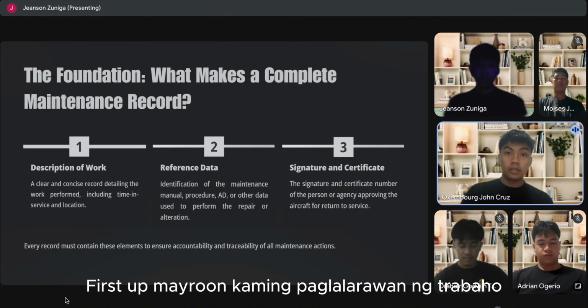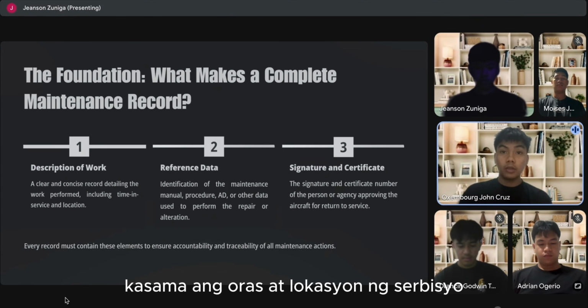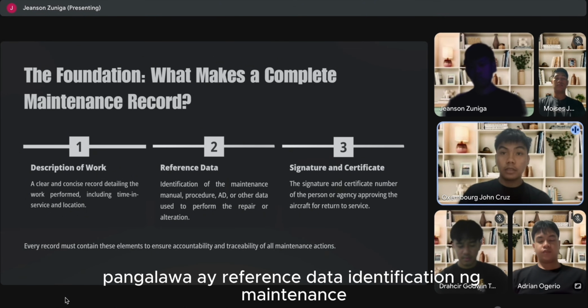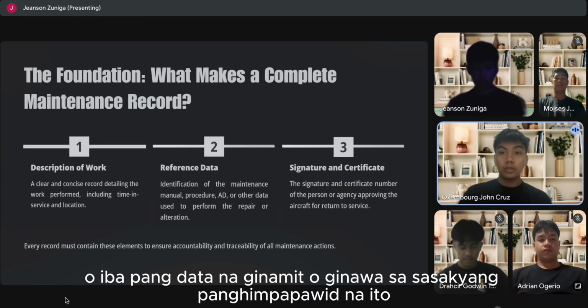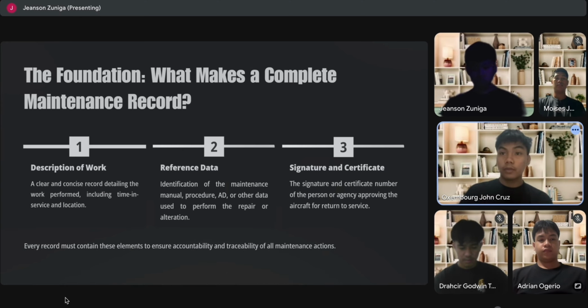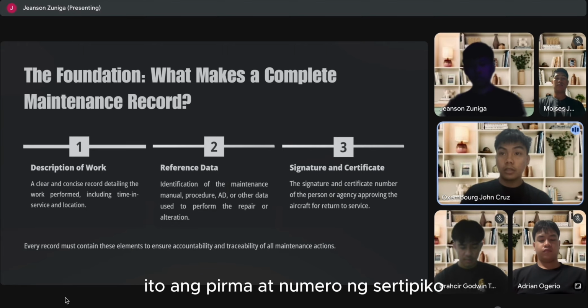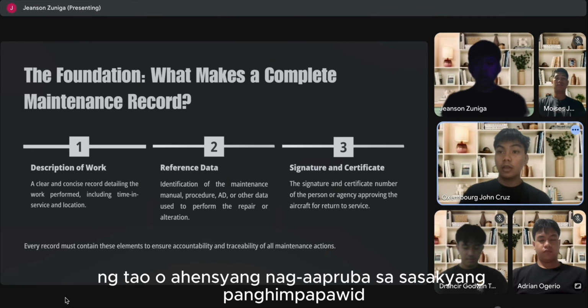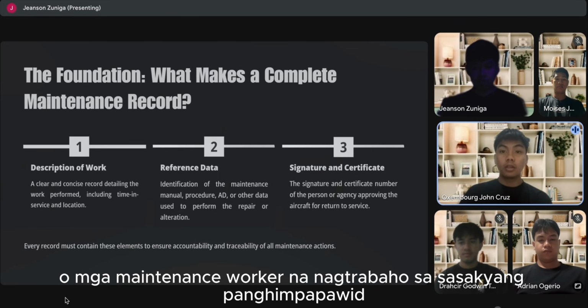Foundation: what makes a complete maintenance record? First, we have the description of work, a clear and concise record detailing the work performed, including time and service location. Second is reference data, identification of the maintenance manual procedure, airworthiness directives, or other data used or performed on this aircraft. Number three is the signature and certificate number of the person or agency approving the aircraft for return to service. This is the engineer or maintenance worker who worked on the aircraft.